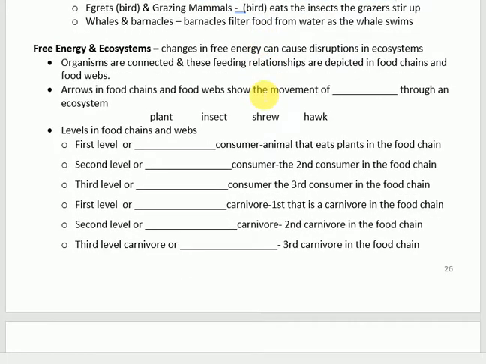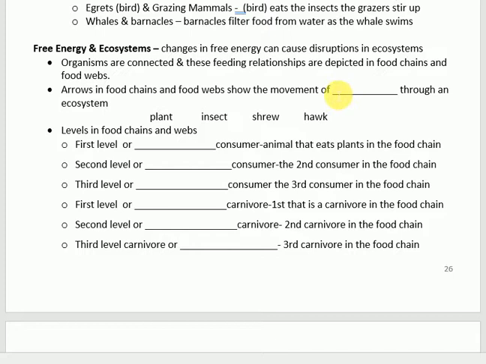So let's talk about free energy in the ecosystems. So this is a change in free energy, and it can cause disruption like we talked about. So organisms are going to be connected through feeding relationships, and those are depicted in food chains and food webs. Now, it's important for you to understand that a food chain is a single transfer of energy being shown, versus a food web is multiple food chains all interlaced together.